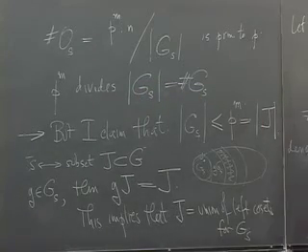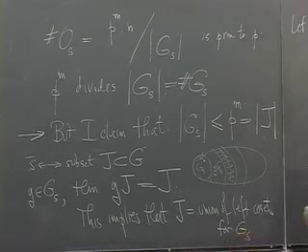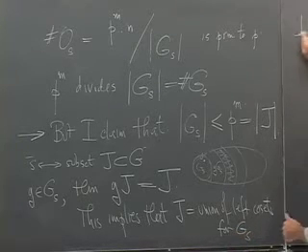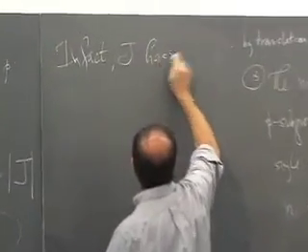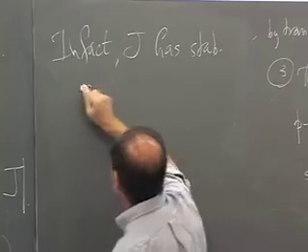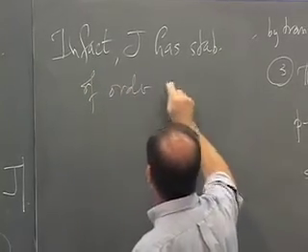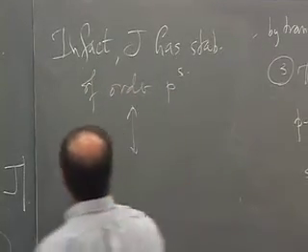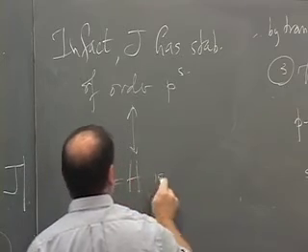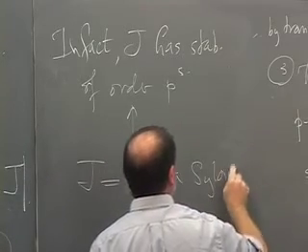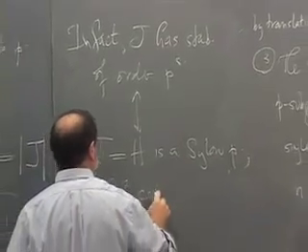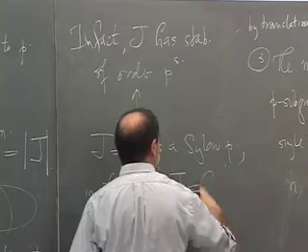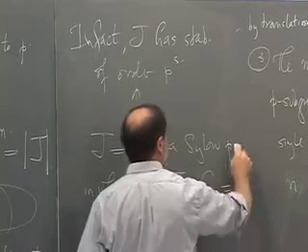And that's the end of the argument, although you don't need it. In fact, J has stabilizer of order p to the s if and only if J is equal to H, a Sylow p-subgroup. In which case, J is equal to G_S is equal to H.